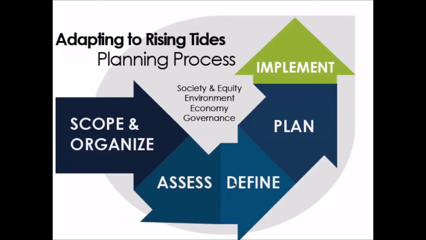The next stage of our process is define, where we can begin characterizing these cross-cutting vulnerabilities within our project area. The next step is planning, so this is where we really look at how can we address the vulnerabilities we've discovered and plan for adaptation. And then our last stage is implementation, so how can we move forward in carrying out these measures as well as track progress over time.